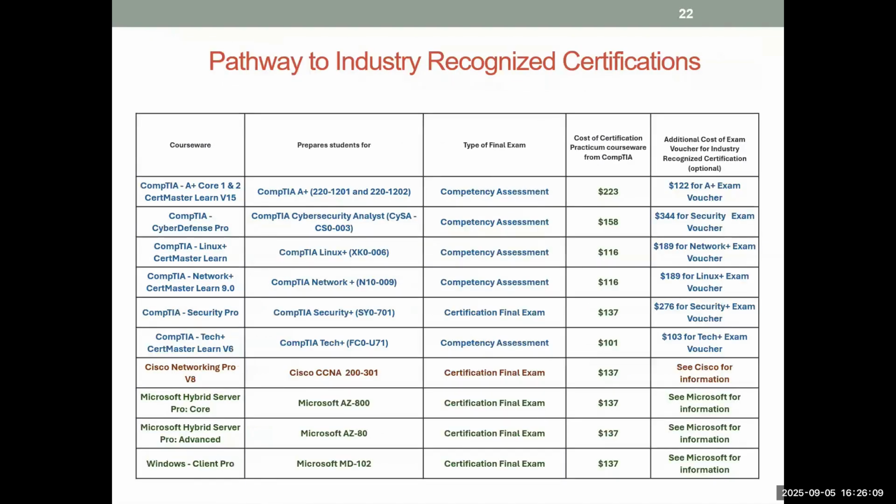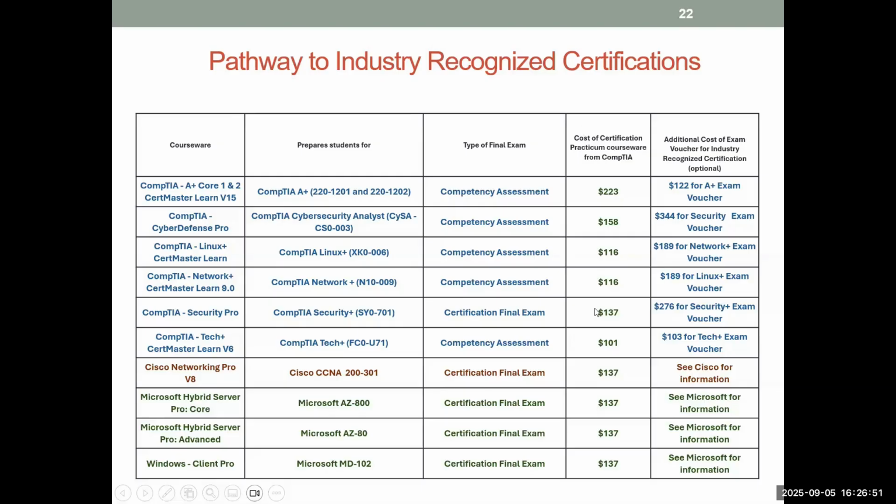Here's a more detailed version of this. I'm not going to go through it, but this is your pathway. If you're going to do A+, it's going to cost you $223, because it is both of those, 1 and 2, so it does cost a little bit more. If you want to get the actual A+ certification, you would then pay an additional $122 for the exam voucher. And if you paid the additional money and you took that exam, then you would be a certified A+ person. Security Pro is kind of the same thing there.